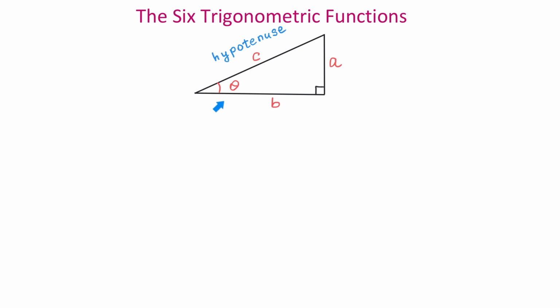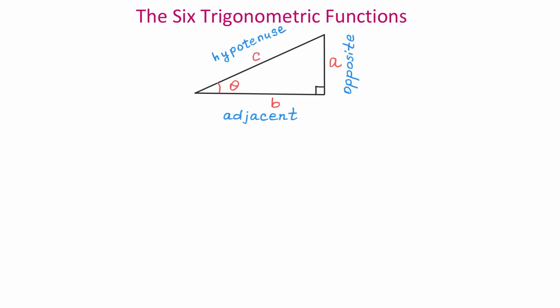Now, if we consider angle theta, then this side A is the side that is opposite or across from this angle theta. And side B will be the side that is adjacent to this angle. So again, in this right triangle, the longest side is the hypotenuse, and for this acute angle theta, side A is the opposite side and side B is the adjacent.